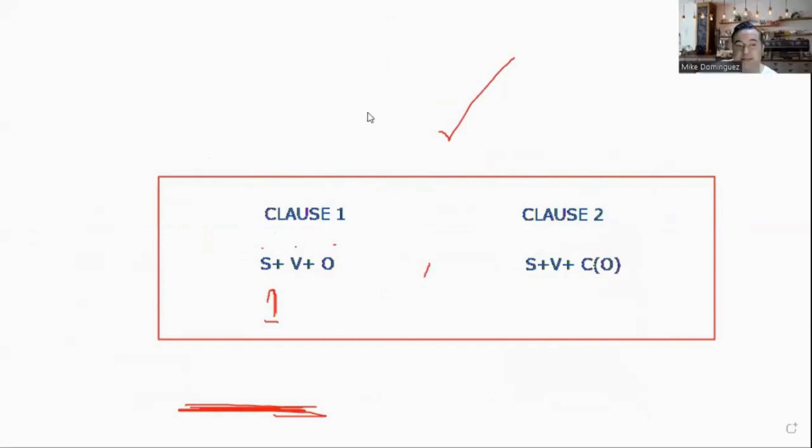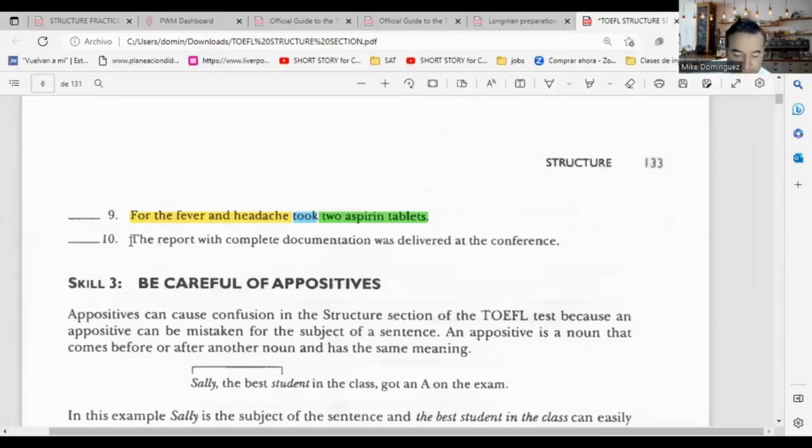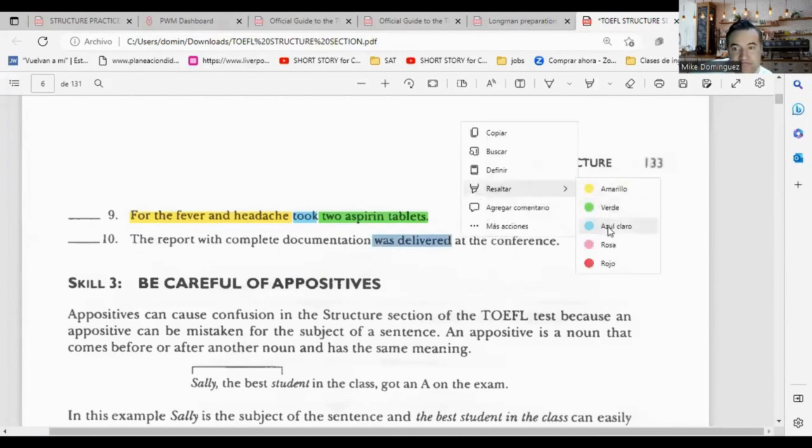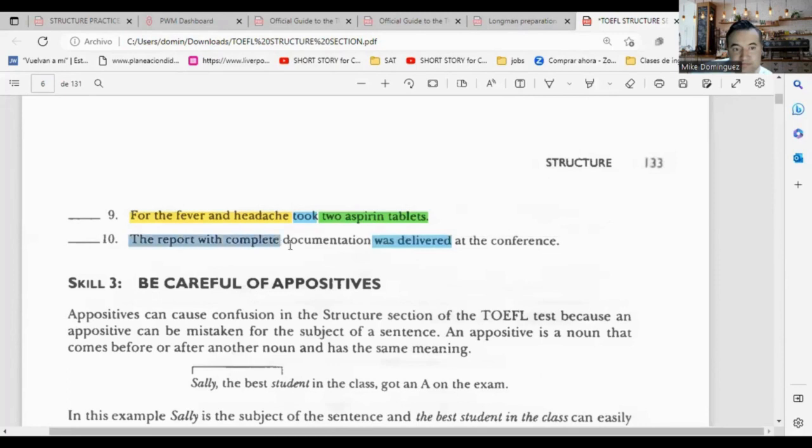The last one, number 10. The report with the complete documentation was delivered at the conference. Verb. The report with the complete documentation, yellow. And at the conference is green. And this is correct. Very good. Exactly. The report makes sense, and that's a subject.